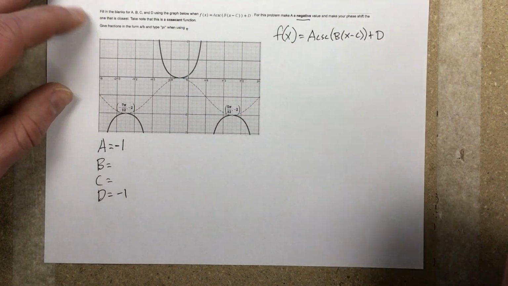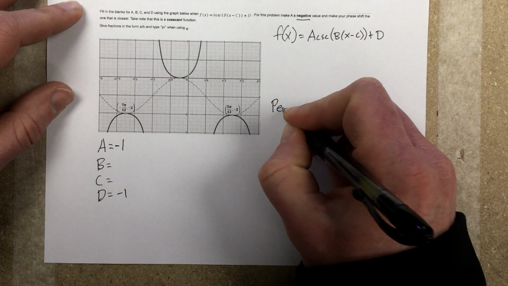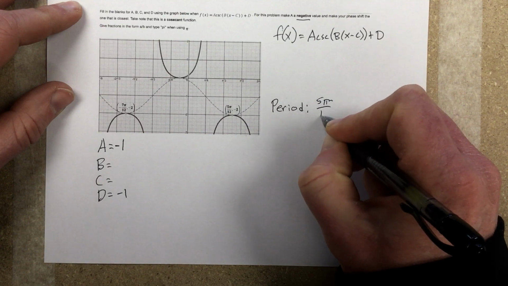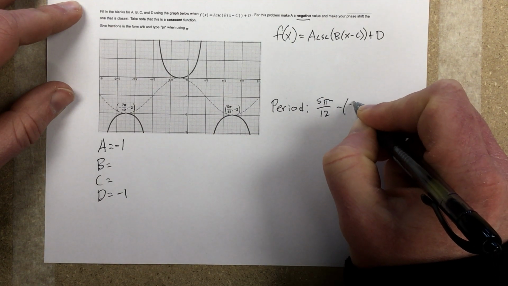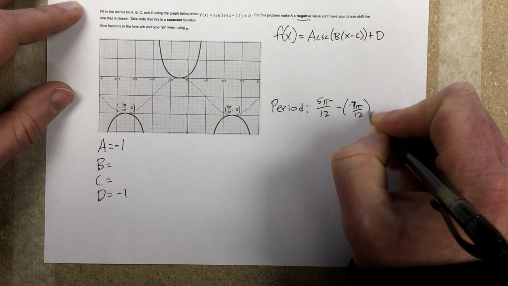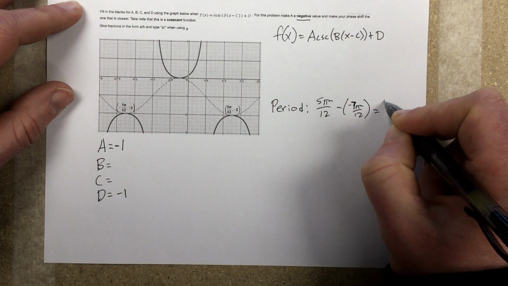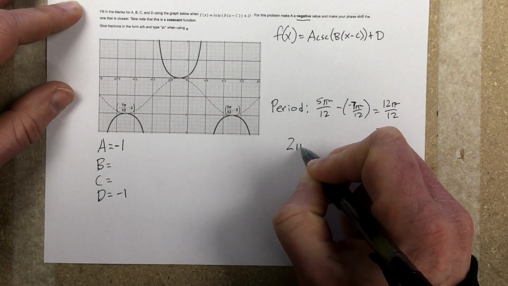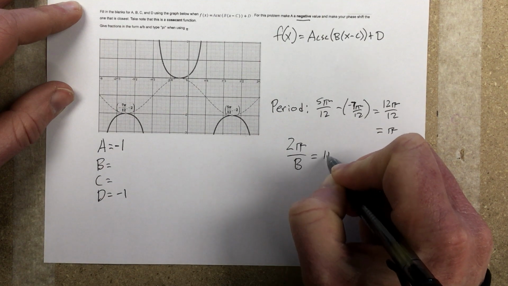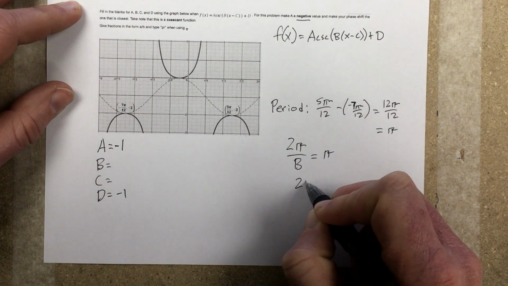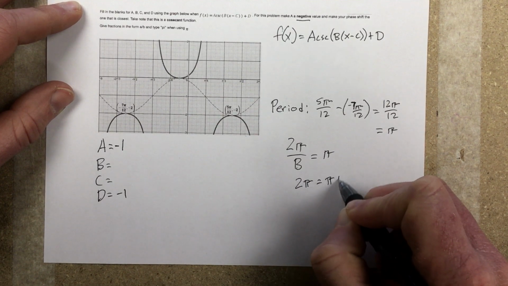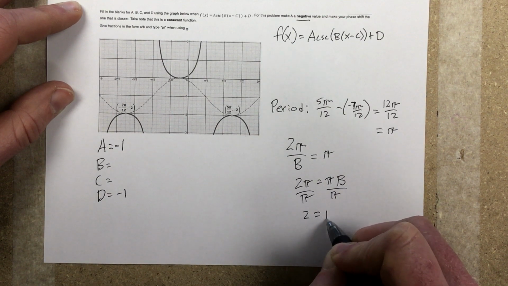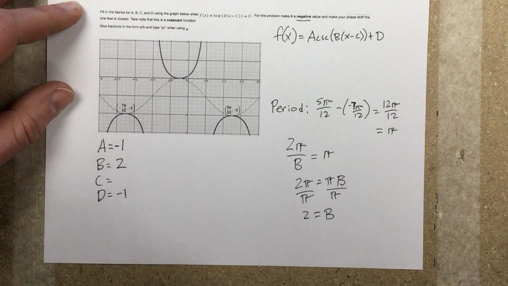I've got to find my b value, so I'm going to find my period first. To find the period, I'm going to take 5 pi over 12 and subtract -7 pi over 12, which will give me, that'll be an addition, so I end up with 12 pi over 12, which is pi. So I'm going to again use 2 pi over b is equal to pi. Multiply by b, so 2 pi is equal to pi times b. Then we divide by pi. And I get 2 is equal to b. So my b value here is 2.